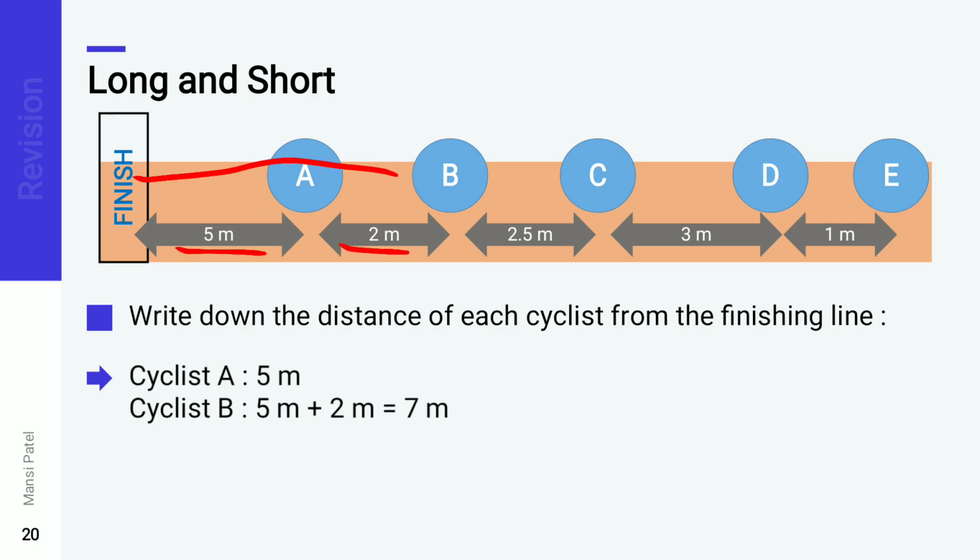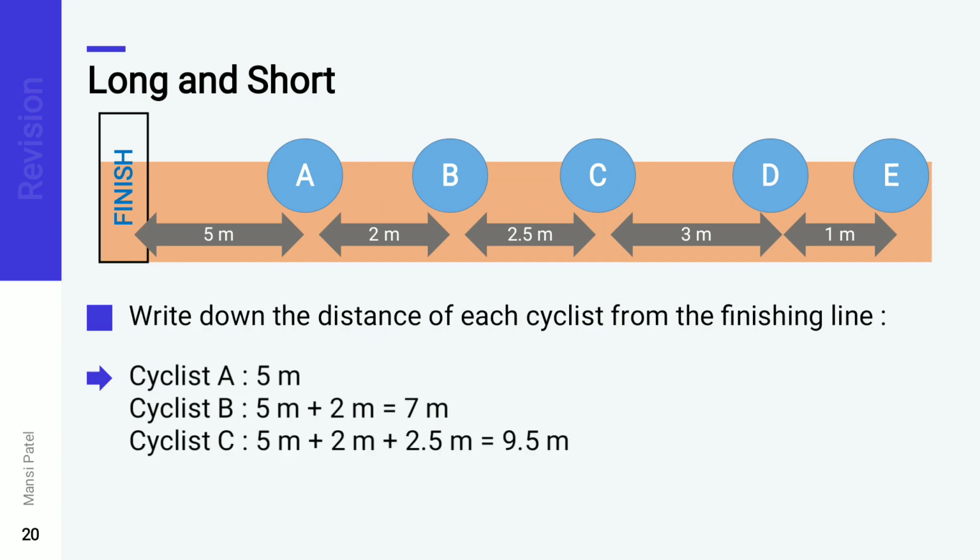B is 5 meter plus 2 meter, 7 meter away from the finishing line. Now what about C? C is 2.5 meter further. So for cyclist C, you have to add all three measurements: 5 meter plus 2 meter plus 2.5 meter. 5 plus 2 is 7, 7 plus 2.5 is 9.5. That is 9.5 meter away from the finishing line.